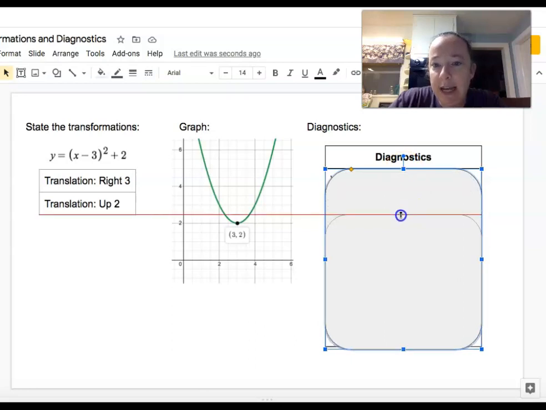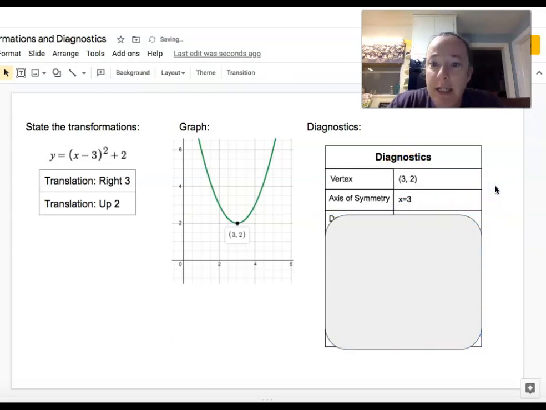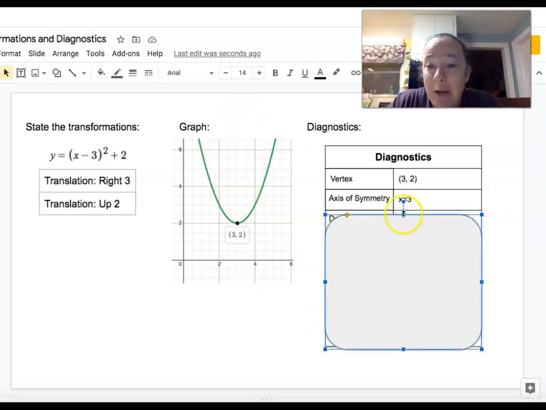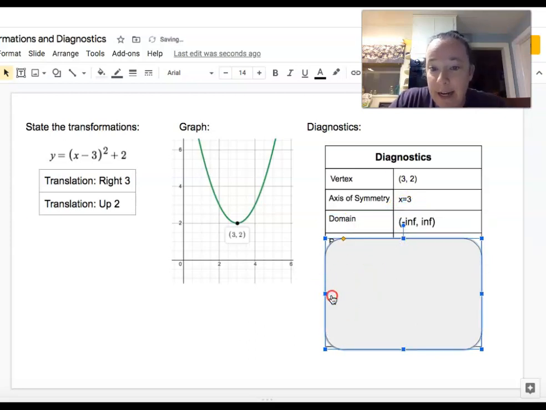So we know the vertex. These two should be pretty straightforward. The vertex is 3, 2. Our axis of symmetry is this vertical line right here that goes through the vertex. If I drew in that vertical line, then I could smush the two halves together and they would be symmetrical. This would be x equals 3. Now, the domain. All of these parabolas that open up or down have a domain of negative infinity to infinity.